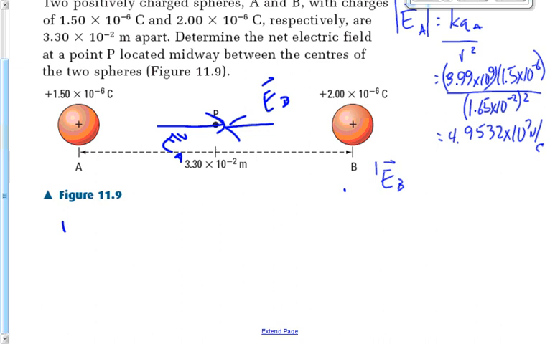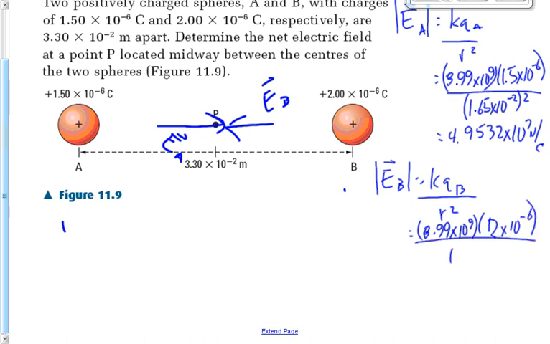Okay, EB, almost the same thing, right? kQB over r squared. And the distance is the same because the point P is midway in between. I get 6.604 times 10 to the 7 newtons per coulomb.